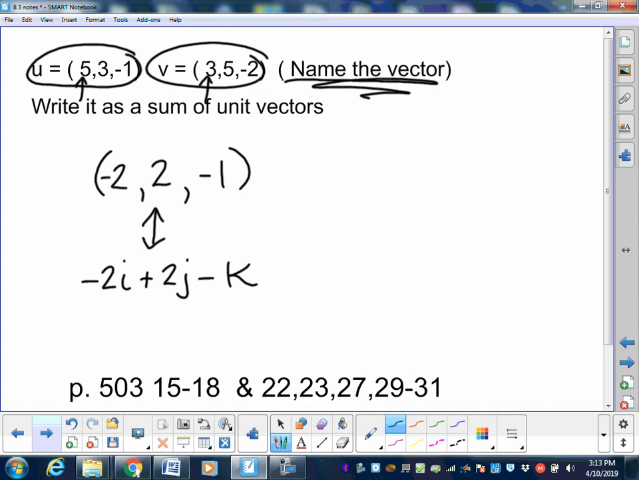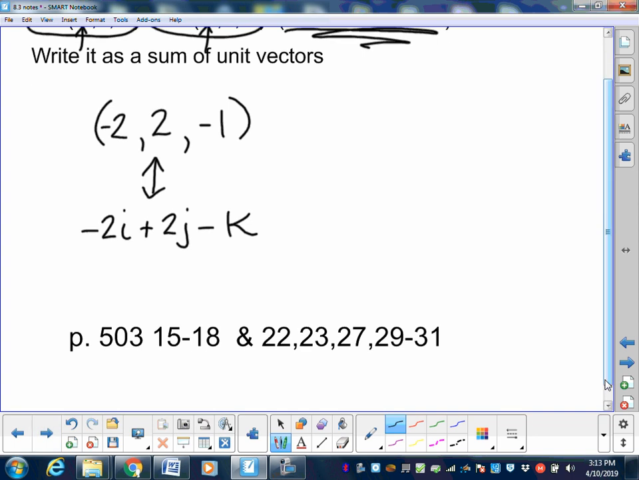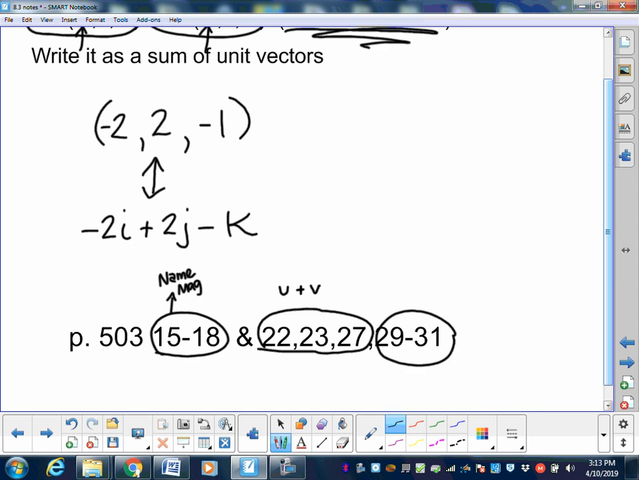The assignment is on page 503. 15 through 18, I think, is the section called naming the vector and finding the magnitude of the vector. I think 23, 20, and those, I think, are those middle u's and v's. And then this 29 through 31, you still have to name the vector, and then after you name the vector, you do i, j, and k. And that's it for the notes.